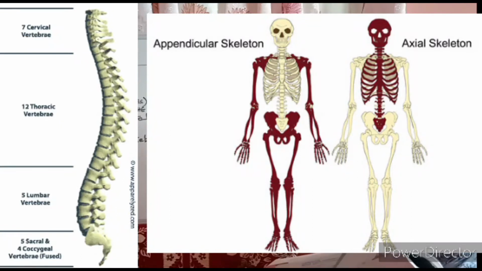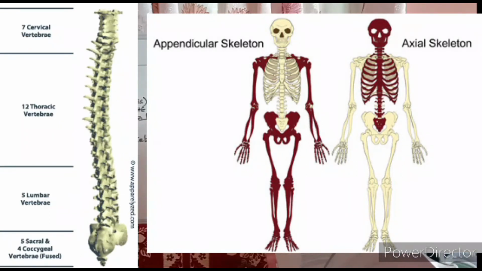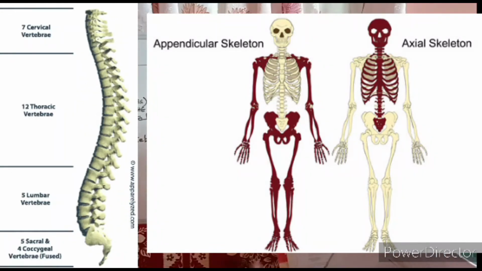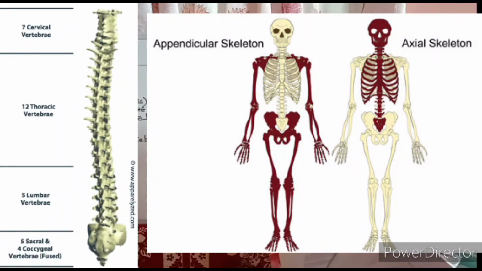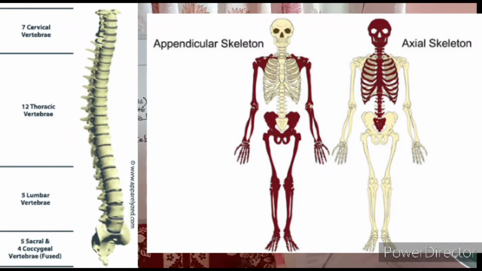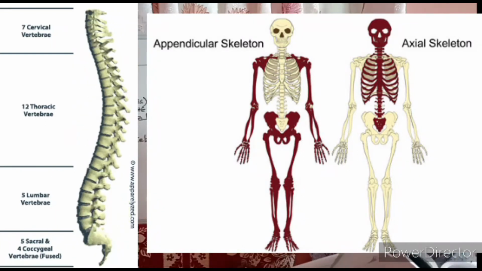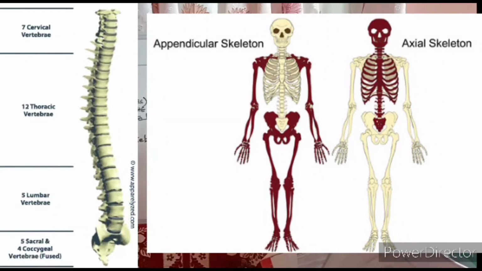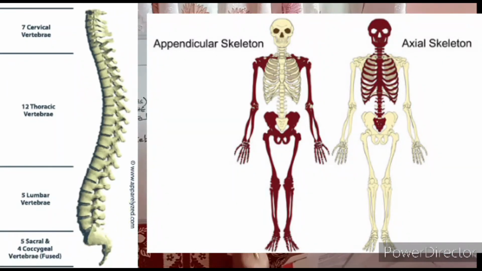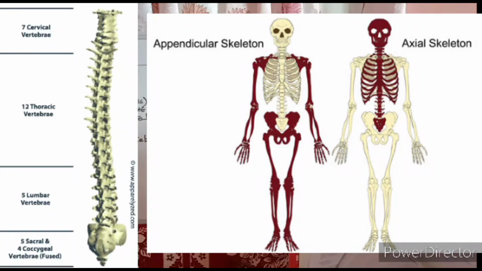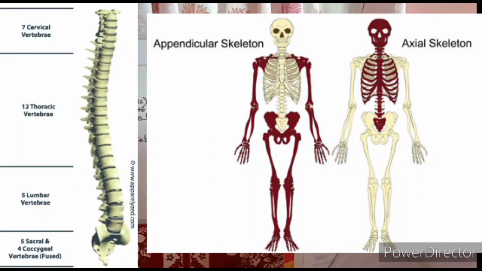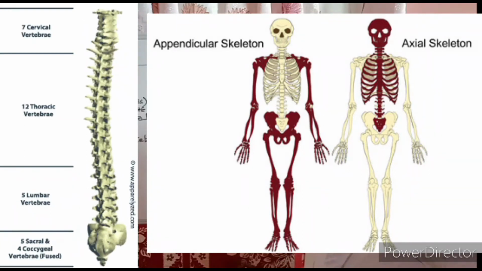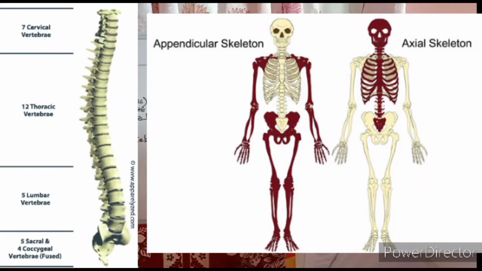There are 33 vertebrae present in the vertebral column, please remember that. They are mainly divided into 5 regions according to their position and structure. The 5 regions are, first, the 7 vertebrae known as cervical vertebrae, the neck region that builds up your neck.